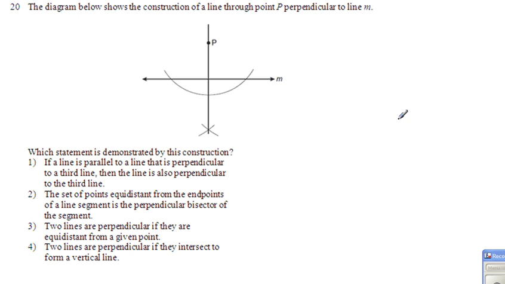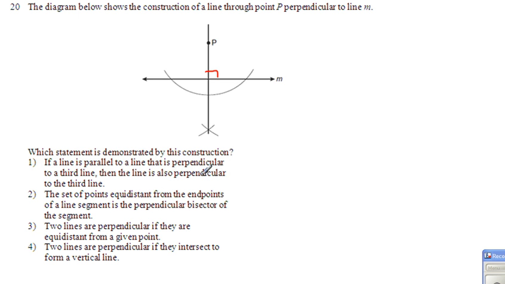Number 20. We actually have done something like this in class. We realized that we're trying to make the perpendicular line here through point P. So, which statement is demonstrated by this construction? If a line is parallel to a line that is perpendicular.